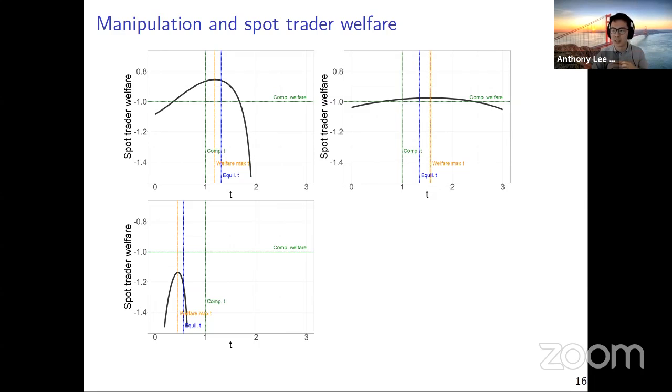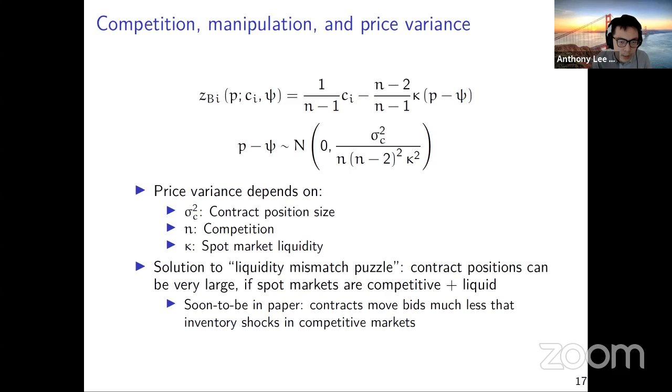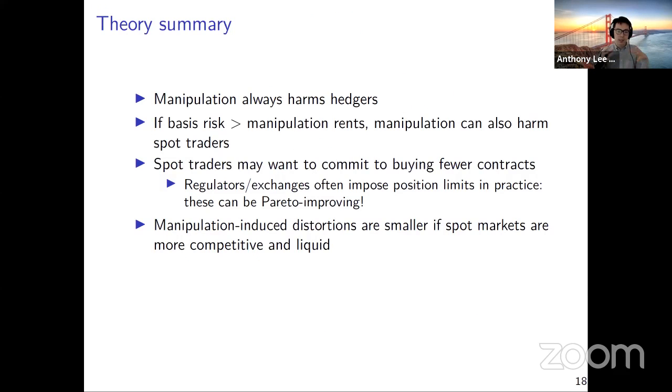I believe this is the first paper to show basically that here's an instance in which these position limits can actually be Pareto improving. I will skip this part for reasons of time. So the summary of the theory is basically that here's an internally consistent model of manipulation, how it affects behavior, how it affects welfare. It can be bad in the sense that it produces Pareto-dominated outcomes, and regulators can produce Pareto improvements in some settings by forcing everyone to hold smaller contract positions.